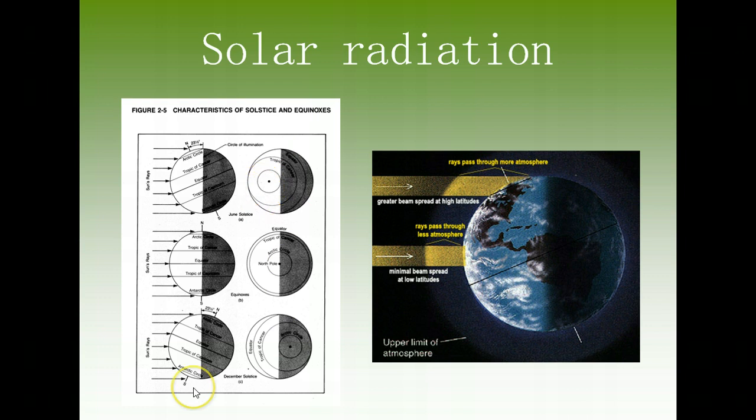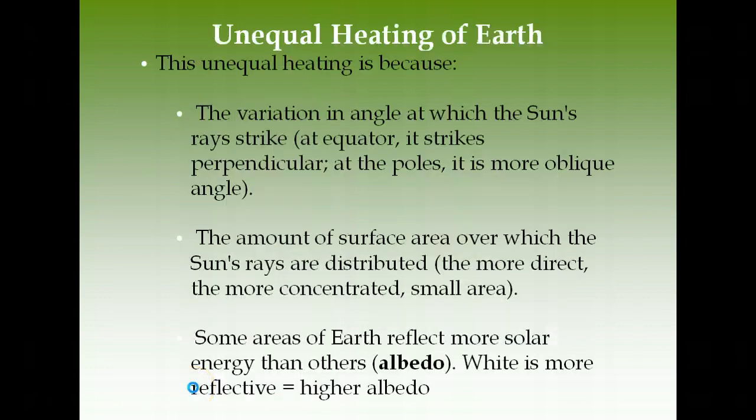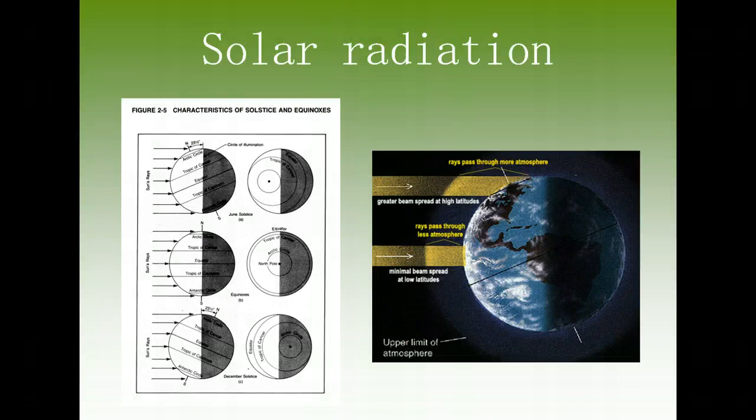The third thing that contributes to unequal heating is albedo, and that's an important vocabulary word, albedo. It's usually given as a percentage, the percentage of reflection of solar insolation. So white is more reflective, therefore it will have a higher albedo. So black asphalt would have a low albedo because it absorbs more energy.